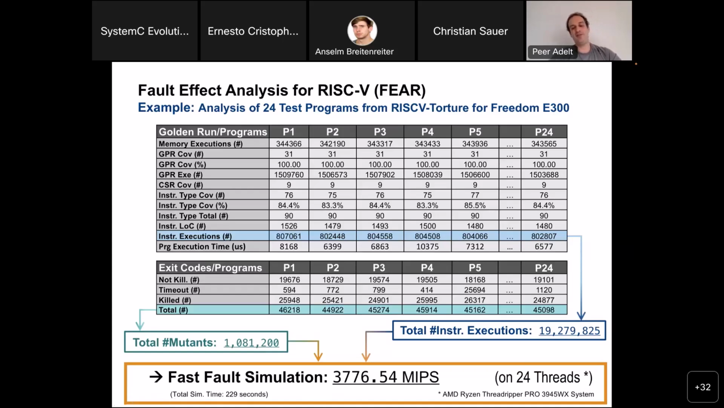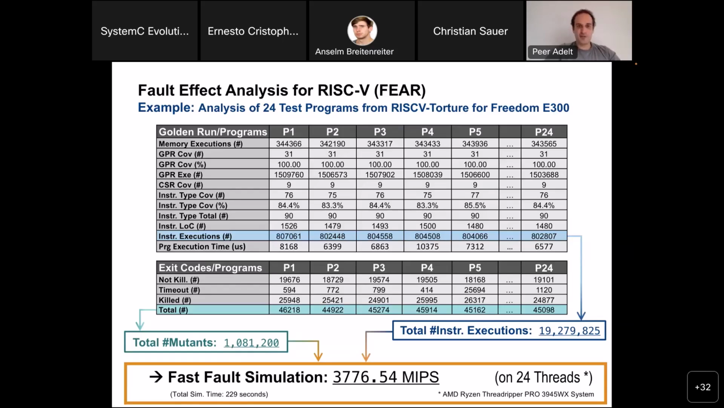If you would just simulate it on a single core, you would need close to 20 times as much time. So it's very, very easy to exploit parallelization here.